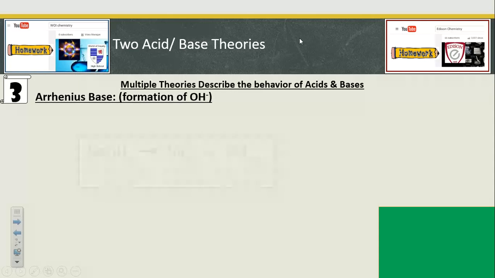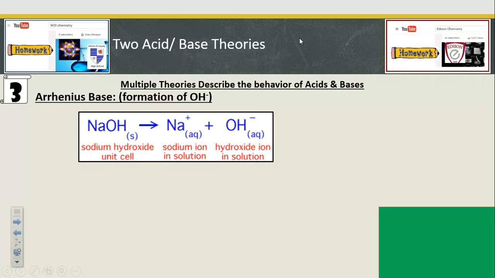Base formation is when sodium hydroxide or some other compound containing the hydroxide ion gets put into water and produces a sodium ion and a hydroxide ion in solution. Again, positive and negatively charged ions dissociate in solution, allowing the water to conduct electricity, which means that the base, sodium hydroxide, is an electrolyte.